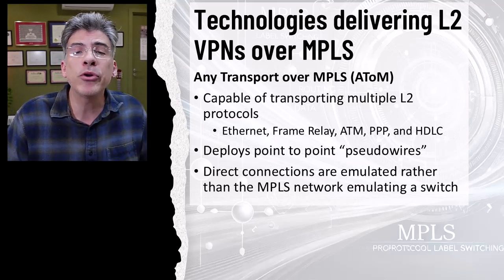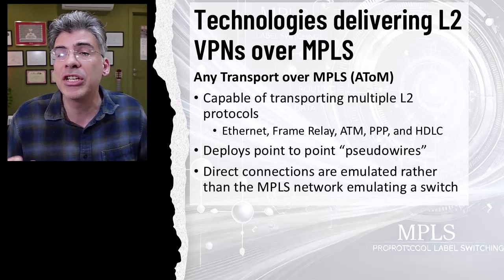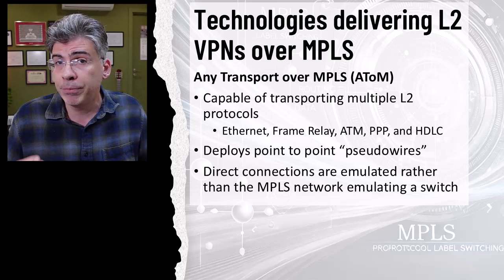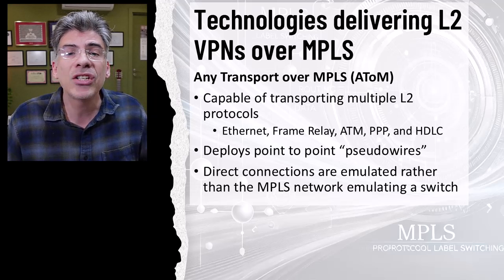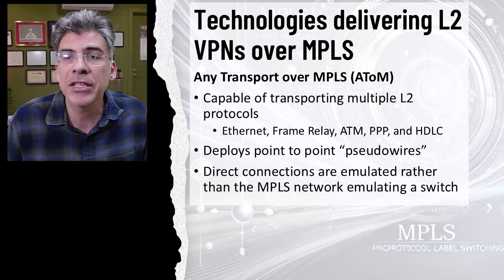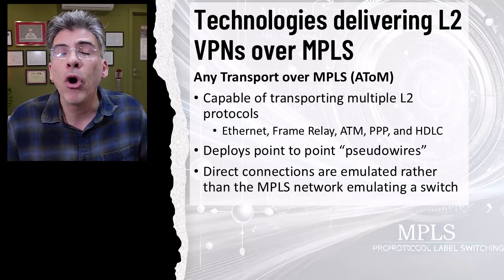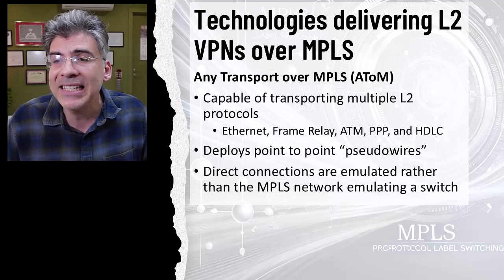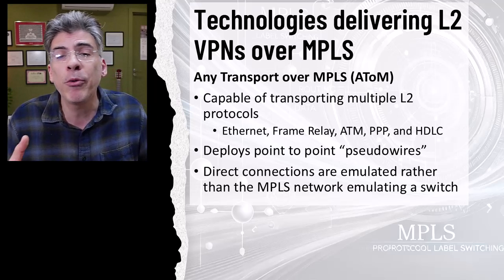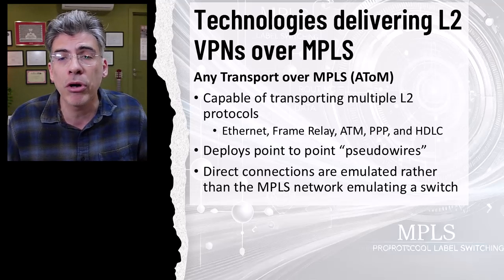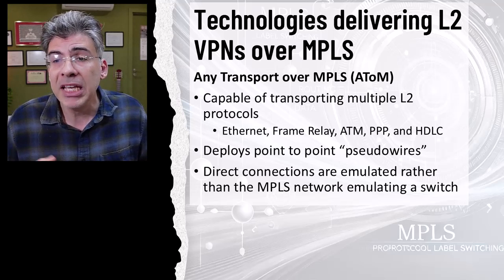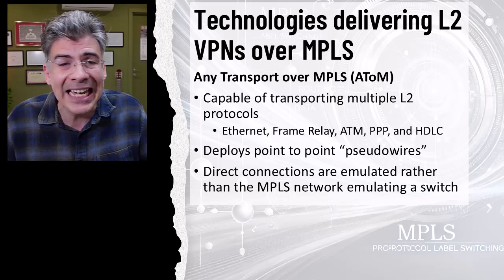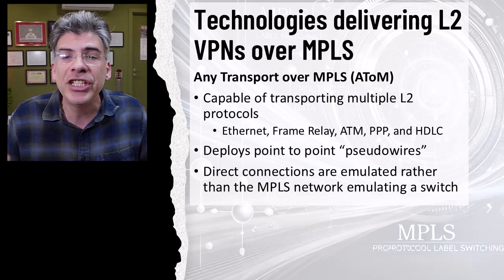Now, arguably the most common technology used in conjunction with MPLS to deploy Layer 2 VPNs is called AToM, which stands for Any Transport over MPLS. Now, unlike EVPN or VPLS, AToM is capable of transporting a variety of Layer 2 protocols, and not just Ethernet. This includes things like frame relay, ATM, PPP, and HDLC.